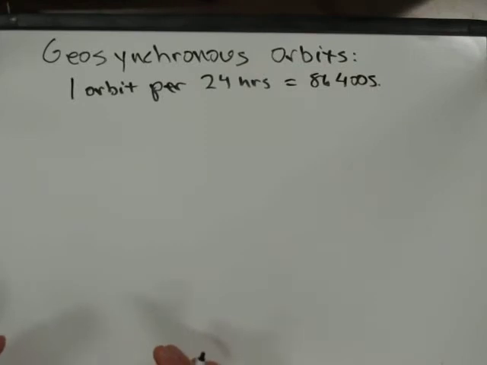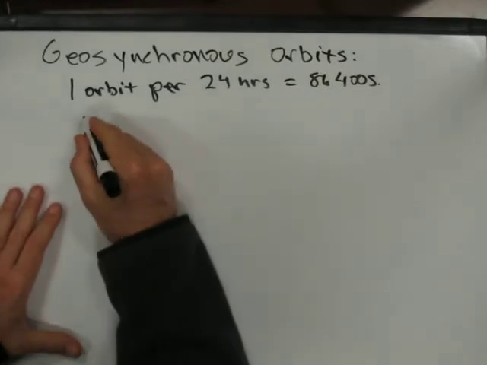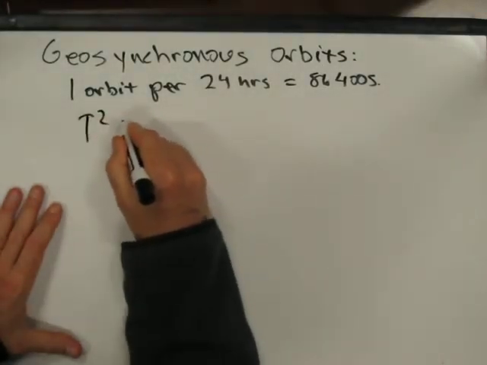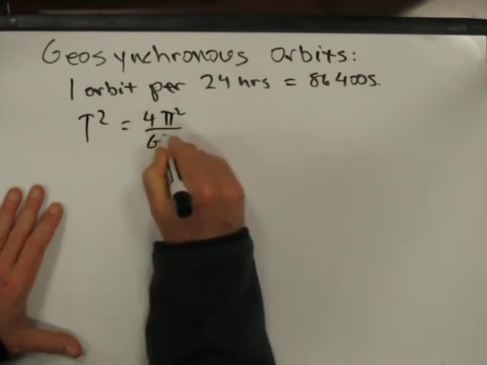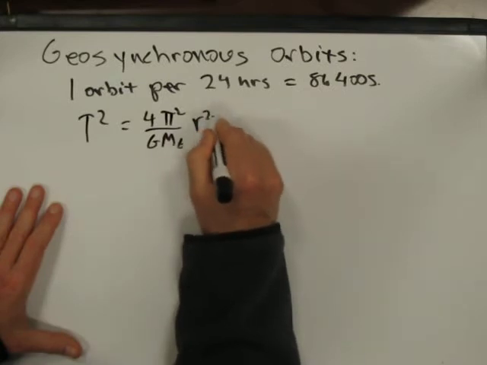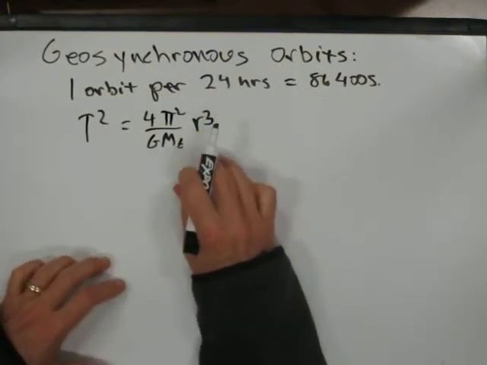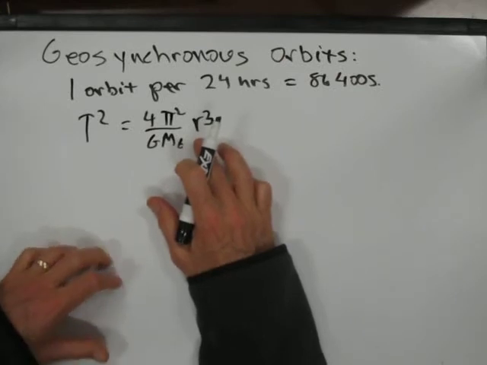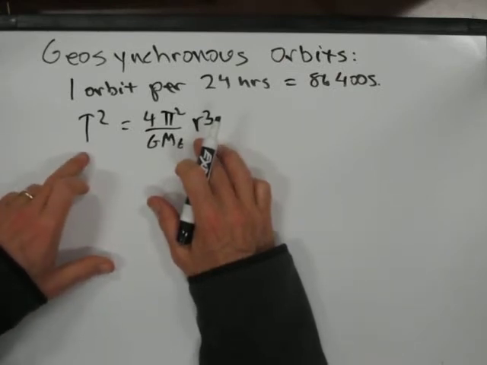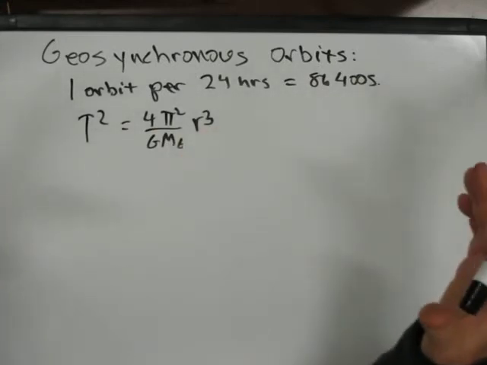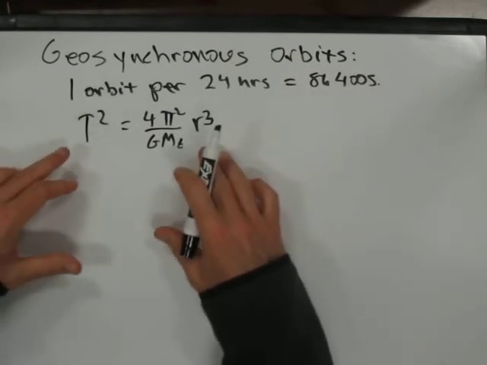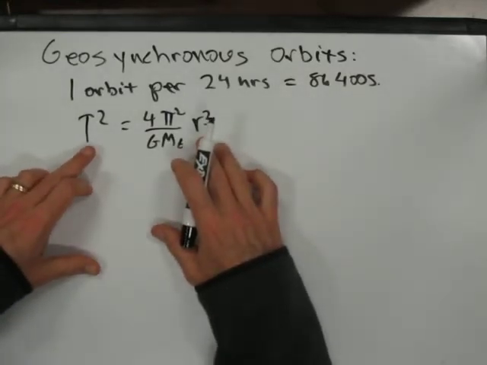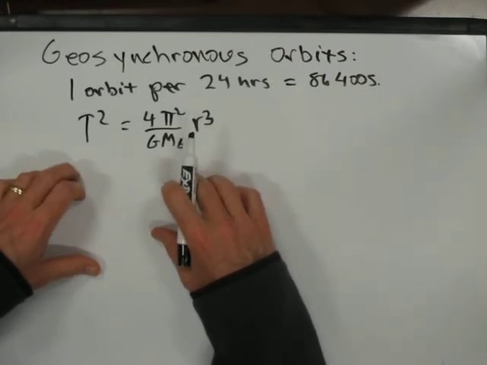So having said that, let's talk about geosynchronous orbits for a second. A geosynchronous orbit means one orbit per 24 hours. So we saw just a minute ago the square of the period is equal to 4 pi squared over G times the mass of the Earth times the radius cubed, right? And so this says as your radius gets bigger, your period gets bigger. And so the outer planets have a much longer orbital period than the inner planets, and this equation tells you how that works.